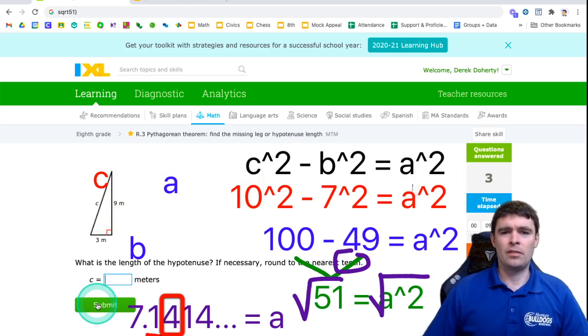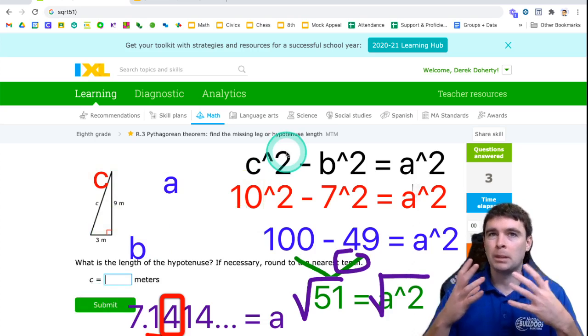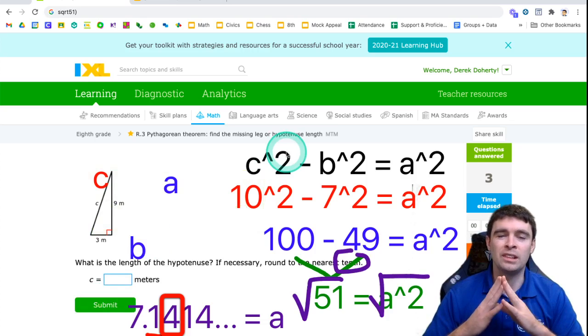That gets us to the end of our video. As you see here, using this formula, picking which of the two related formulas is easiest for missing legs or hypotenuses is really the key to R3.